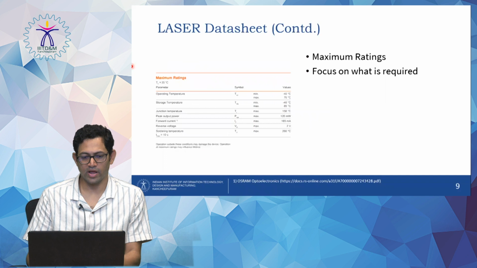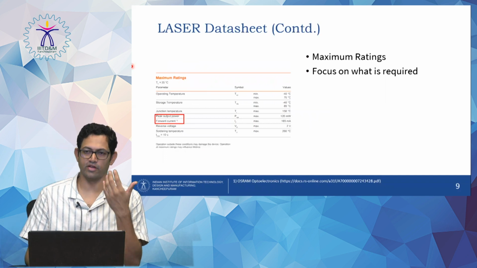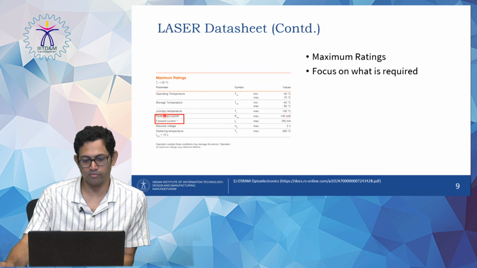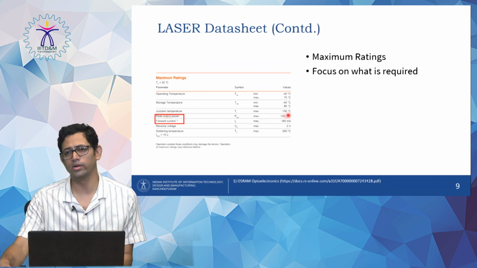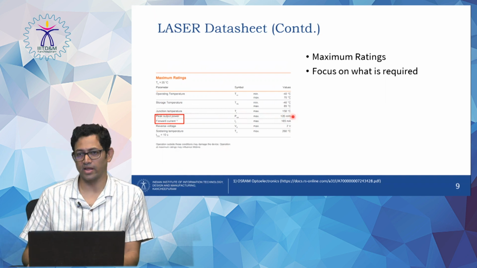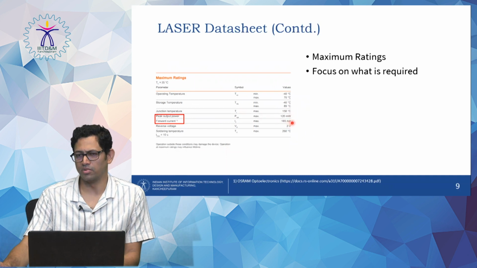Okay, that's good. So now the next thing we talk about is the maximum rating, that is, the maximum that you can drive the laser with. The peak output power is around 120 milliwatts. That is the maximum power that the laser can actually give, and the forward current is around 165 milliamperes. That's very significant.